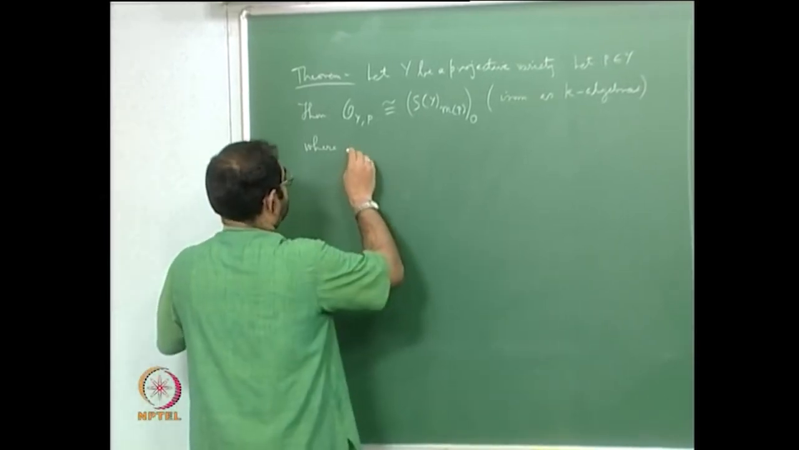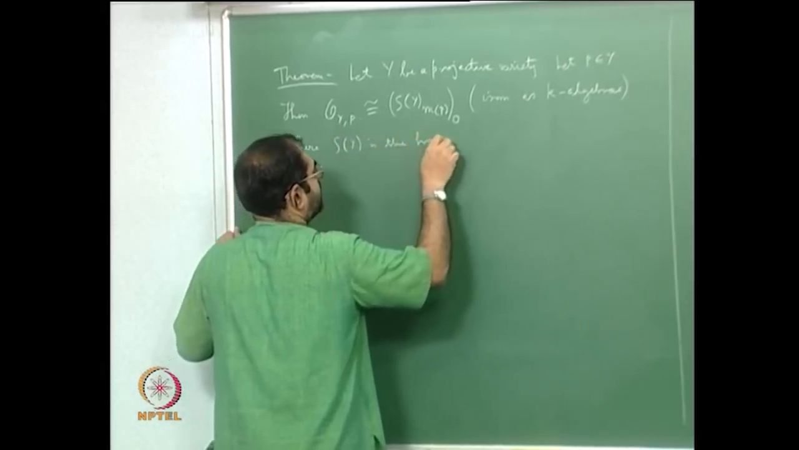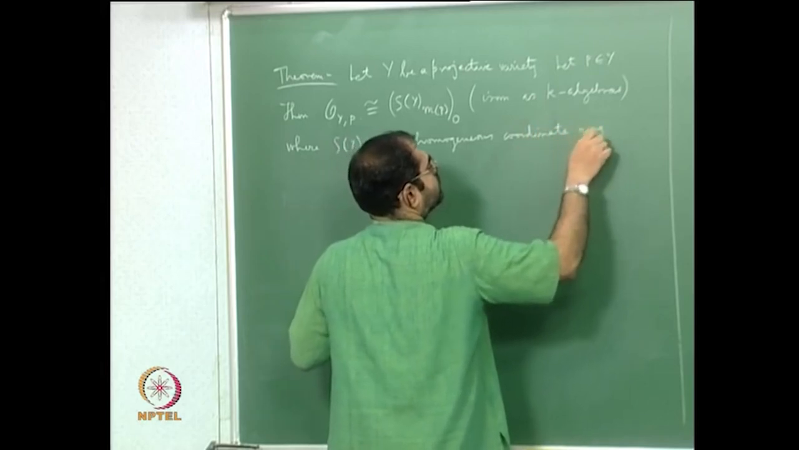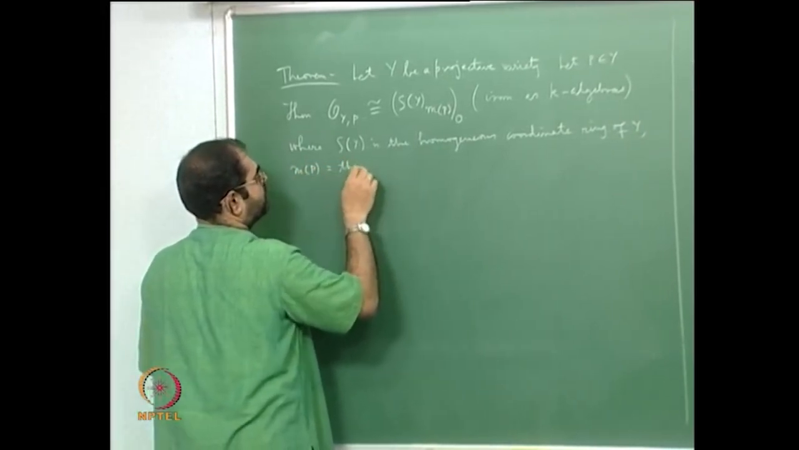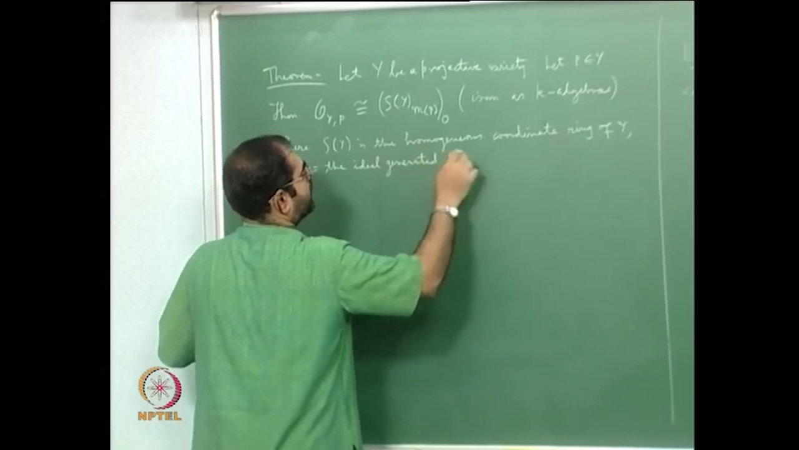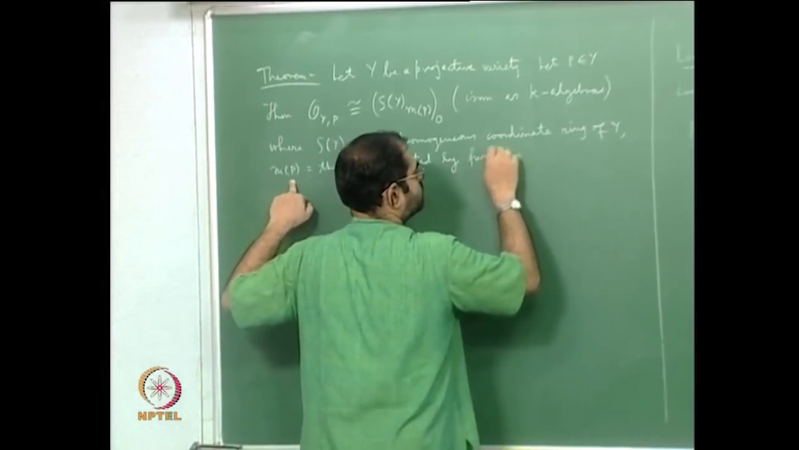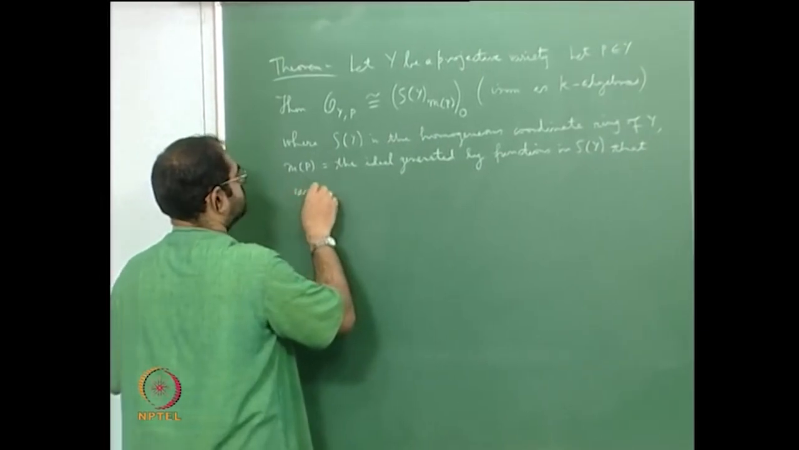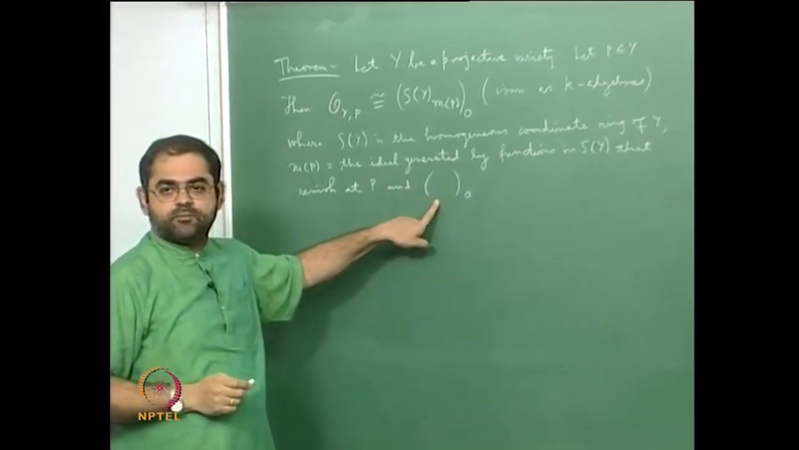Where S_Y is the homogeneous coordinate ring of Y, M_P is the ideal generated by functions in S_Y which vanish at P. And this notation means take the degree 0 part of the graded ring.